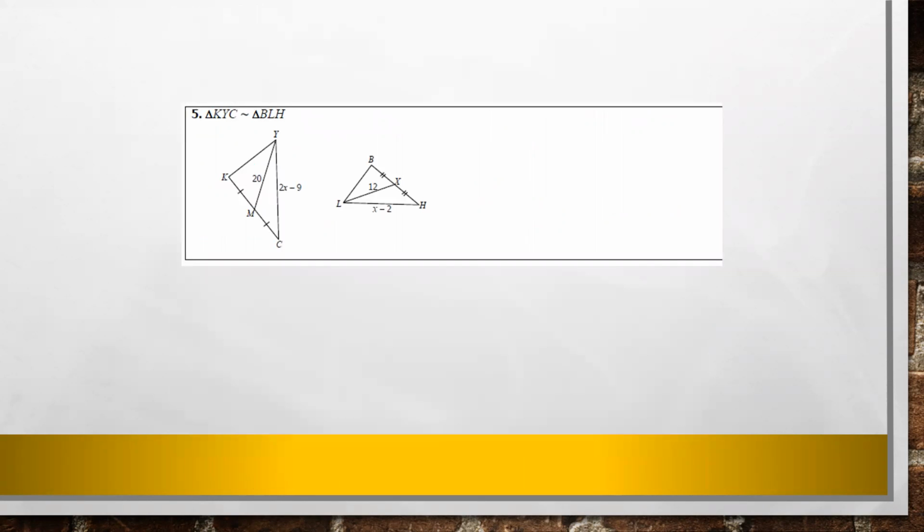Number 5, we have more medians, a little more algebra this time because instead of an x, we have expressions, but that's okay. The idea is the same. The medians are going to be proportional. So the median in the first triangle is 20 and the median in the second triangle is 12. YC corresponds to LH. I can look at the name for that if I need to. YC is 2x minus 9 and LH is x minus 2. Don't forget your parentheses so you don't forget to distribute.